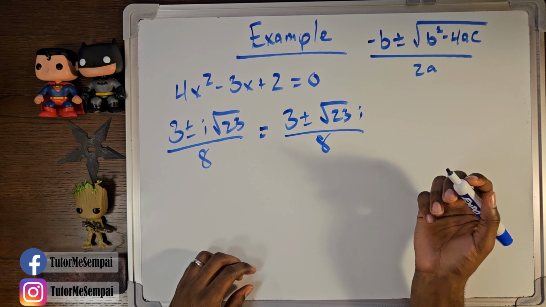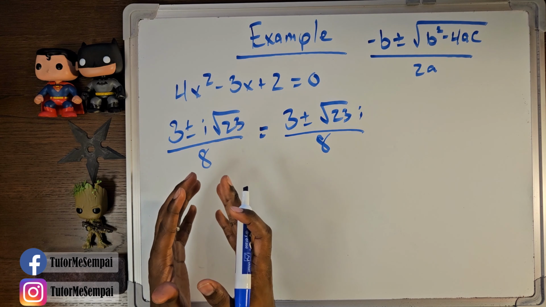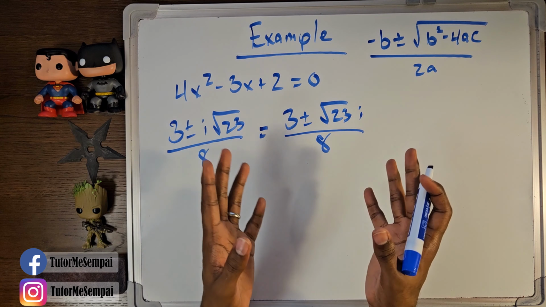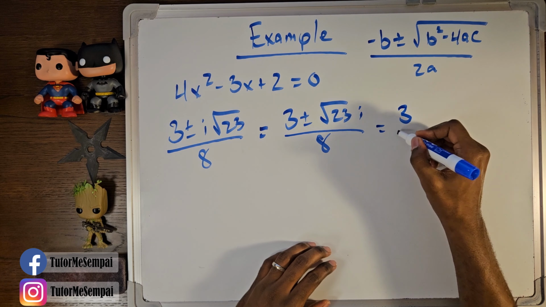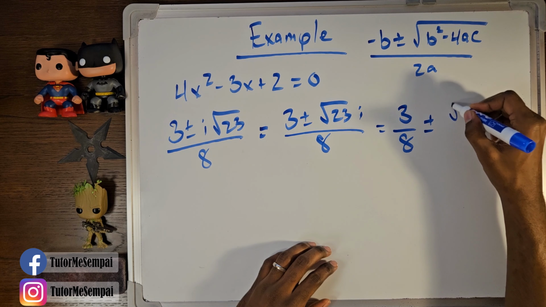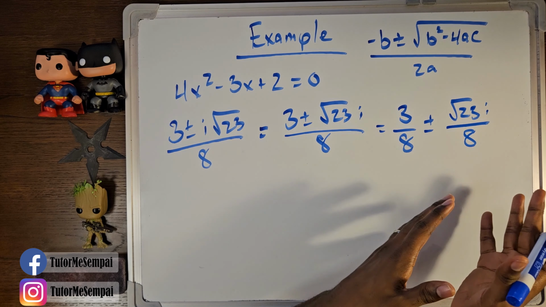Now the next thing I want to do is let's break this apart because your complex number has a real component and it has an imaginary component. This is all one big thing together. So we want to break this apart. And we can do that by doing 3 over 8 plus or minus the square root of 23 i over 8. Now we're almost there.